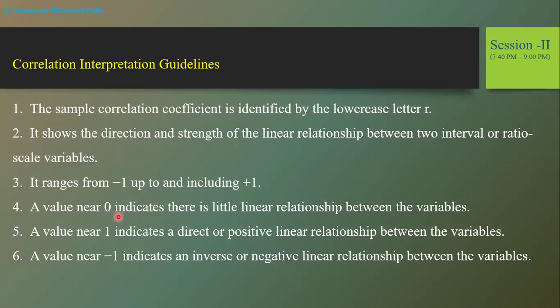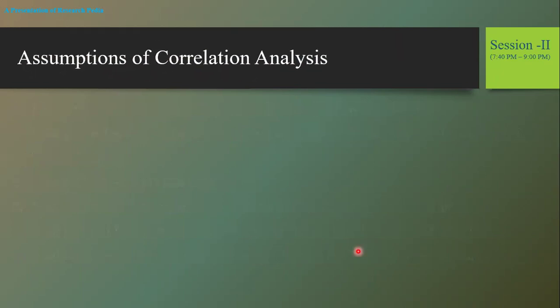A value near zero indicates there is little linear relationship between the variables. A value near 1 indicates a direct or positive linear relationship between the variables. A value near -1 indicates an inverse or negative linear relationship between the variables. So these were the basics to understand how we would analyze our data.